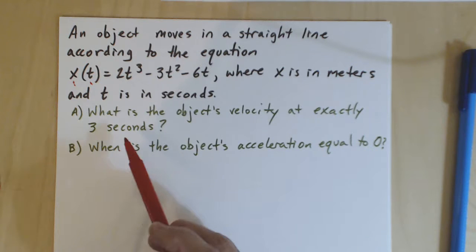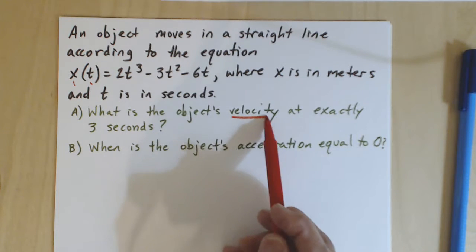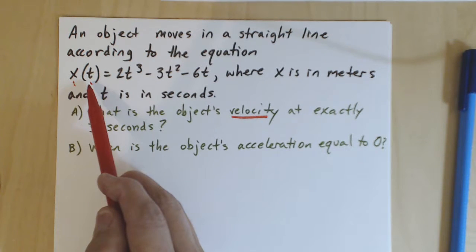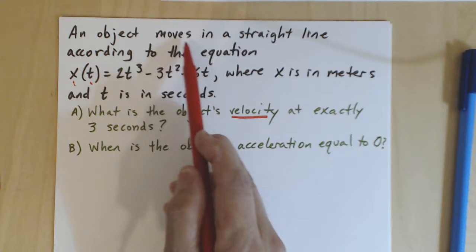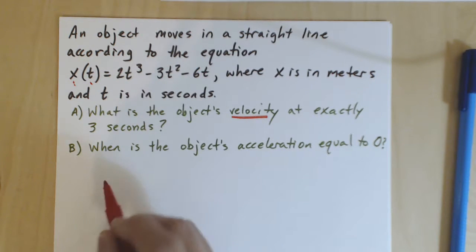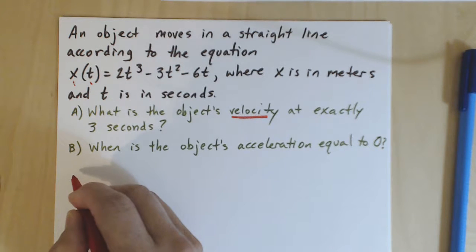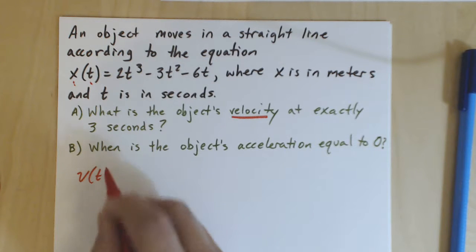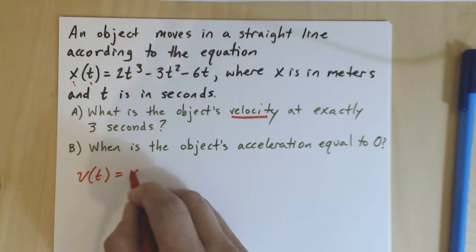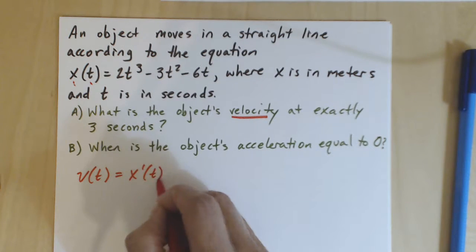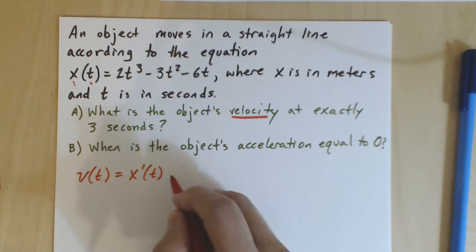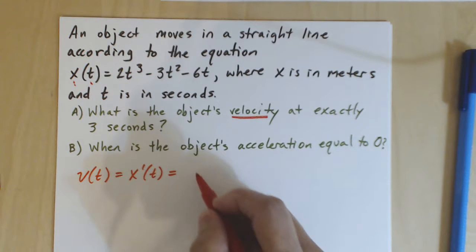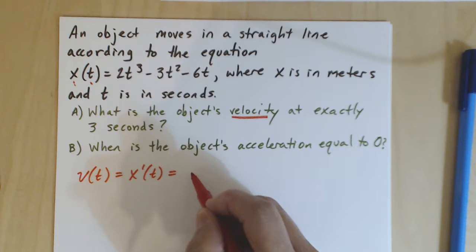First of all, velocity is the derivative of position, and this is the object's position function because it says the object moves in a straight line according to this equation. So the first thing we need to do is say that the velocity as a function of time is equal to the derivative, or x prime of t, the derivative of position with respect to time of this original function. Let's now take the derivative, reminding ourselves that the derivative of a sum is the sum of the derivatives.